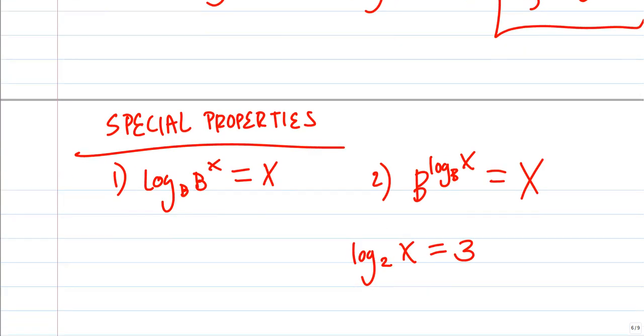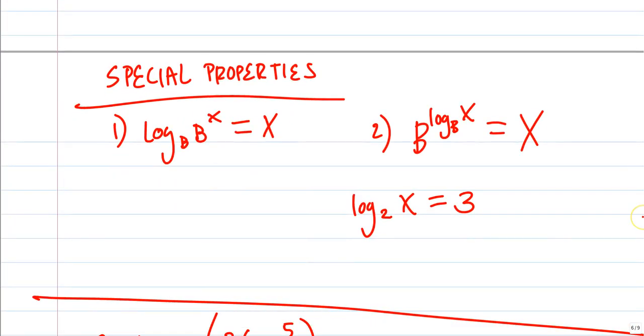A couple special properties. Log base b of b to the x, we said the x can come to the front. Log base b of b becomes 1, cancels out. Also, kind of the inverse of that, if I raise b to the log base b of x, these are inverses, so they also cancel out, leaving us with the x.